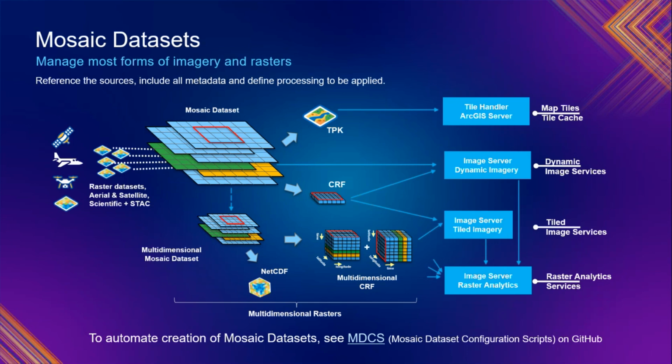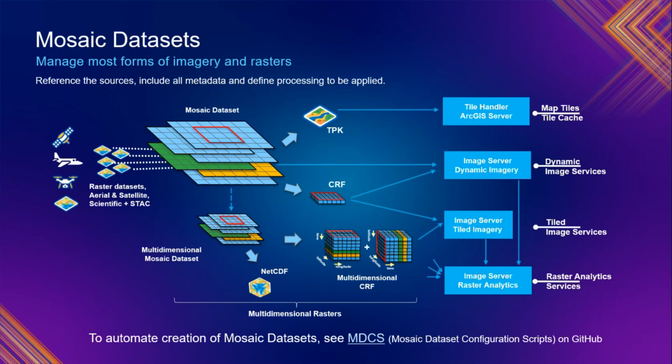Multidimensional CRF allows you to look very quickly through different aspects of the imagery, through time, and it may create profiles of the imagery. So these data sets can also be directly served in image services, as I said, I mentioned the map tiles, the dynamic imagery, as tiled image services, and then also used for raster analytics. So raster analytics is the ability to perform very good scalable analytics on the data. So Mosaic data sets are an important data model.